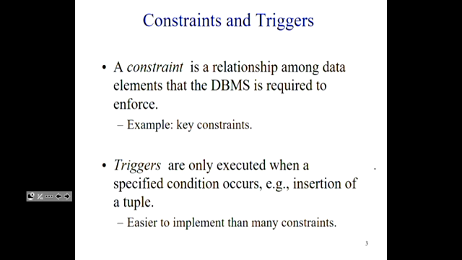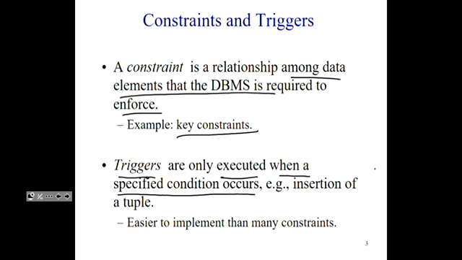Okay, so let's start with a one-line definition of both, and then we'll dive into constraints. A constraint is a relationship among data elements the DBMS, or database management system, is required to enforce. A key constraint is one example of a very simple type of constraint. Triggers, on the other hand, are very action-oriented. They are executed when a specified condition occurs.